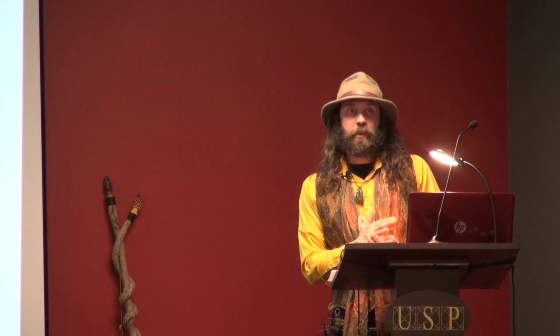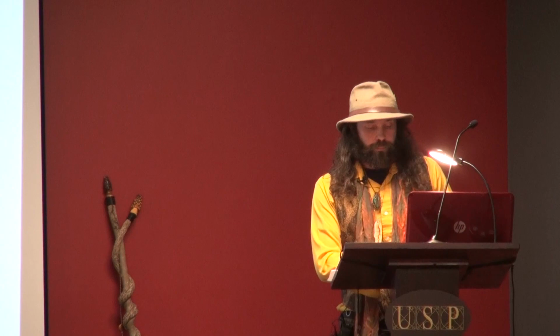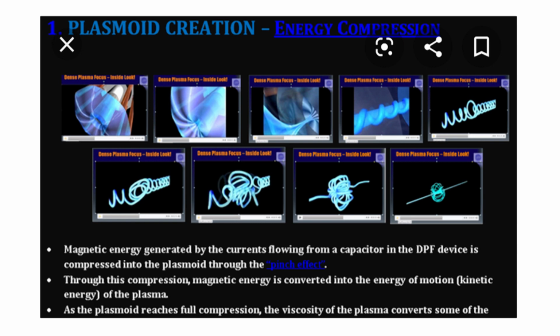As we're moving through the filaments. Now I'm going to move on to some examples of the Dougherty network. Plasmoid creation. This is where we get out our rubber bands. And I try to explain the universe using the analogy of plasmoids. Plasmoids were discovered by Winston Bostick, and I believe he named them.